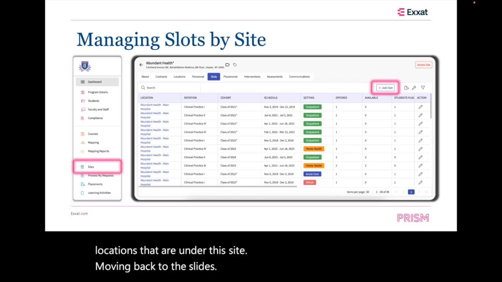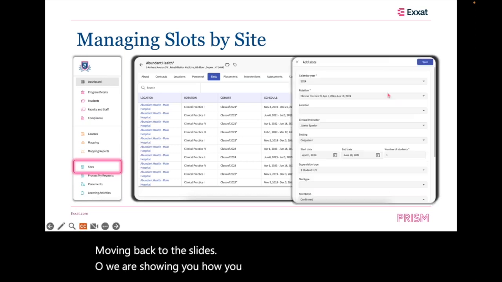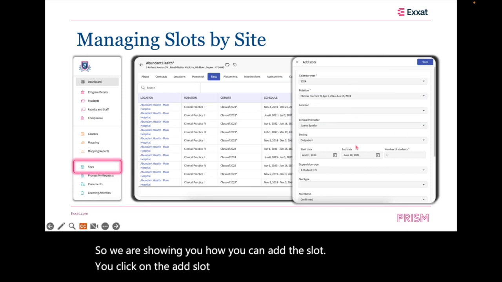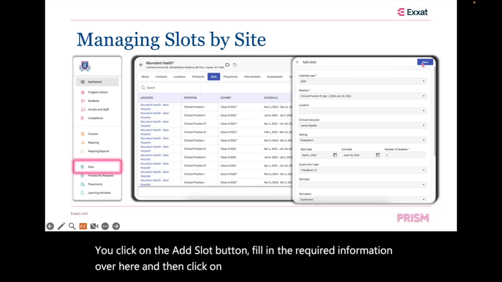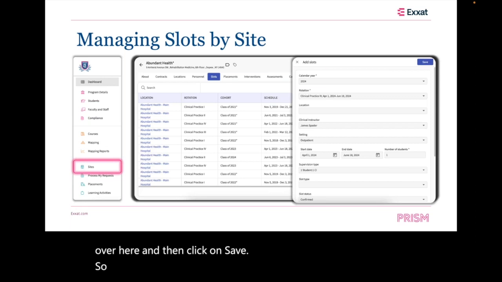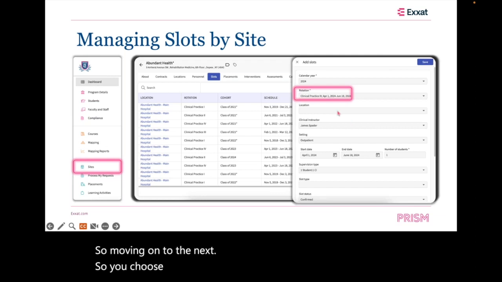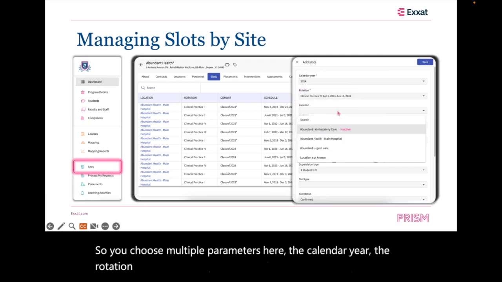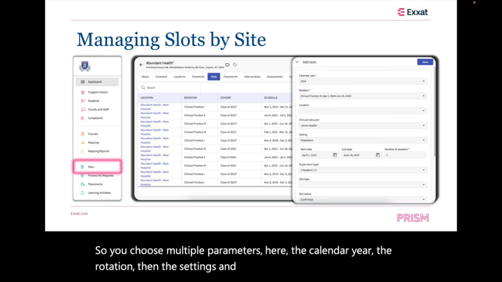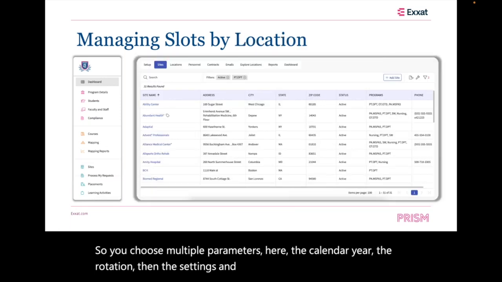So we are showing you how you can add the slot. You click on the add slot button, fill in the required information over here, and then click on save. So moving on to the next. You choose multiple parameters here: the calendar year, the rotation, then the settings, and then the number of students, and then you will click on save.